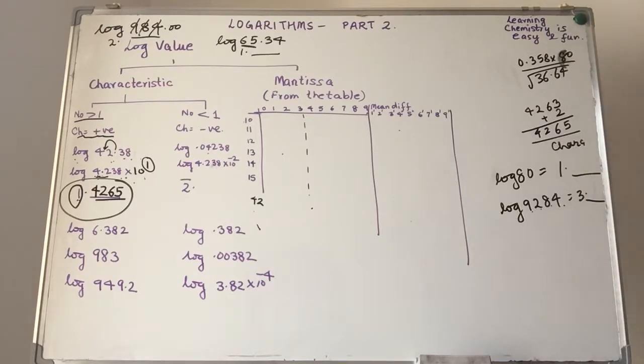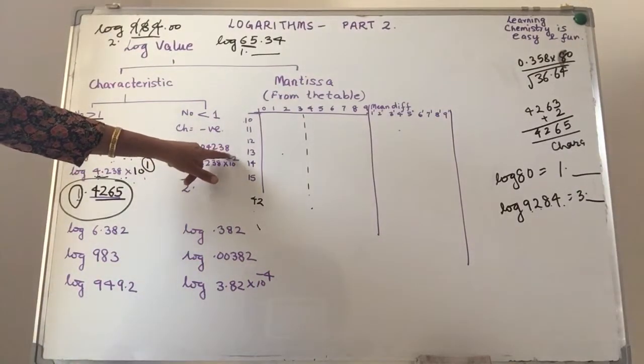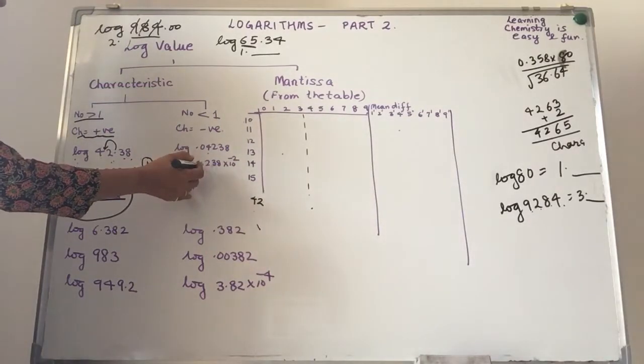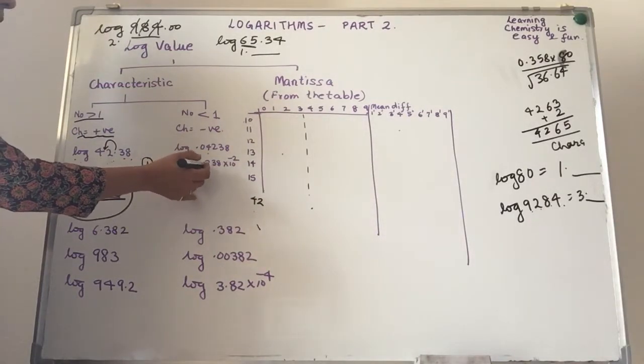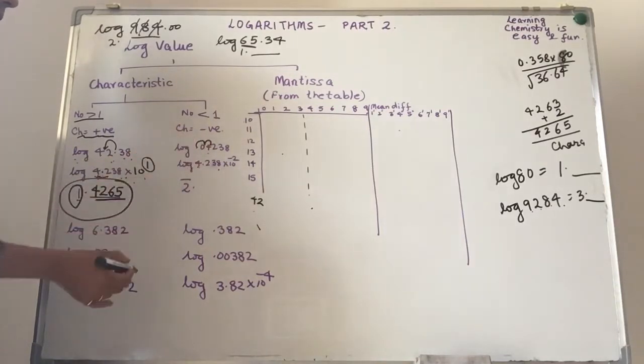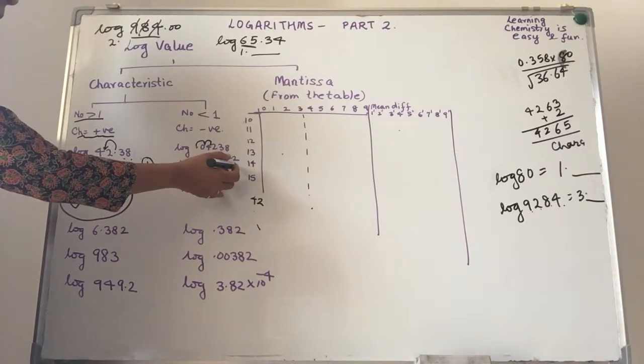So the characteristic becomes 3, and then you write the mantissa. What if it is a number less than 1? So I have taken 0.04238. Again, convert it to a form where you have 1 digit before the decimal. So 4.238. You've shifted the decimal, 10 to the power minus 2, right? So this becomes 4.238 into 10 to the power minus 2.